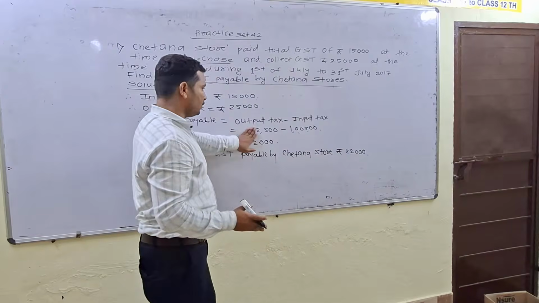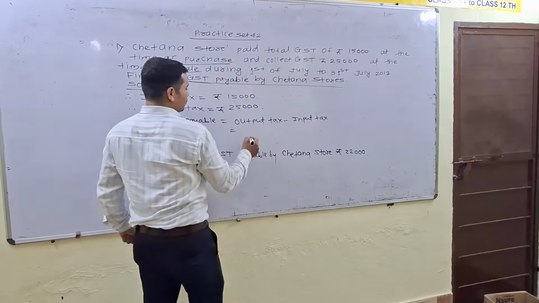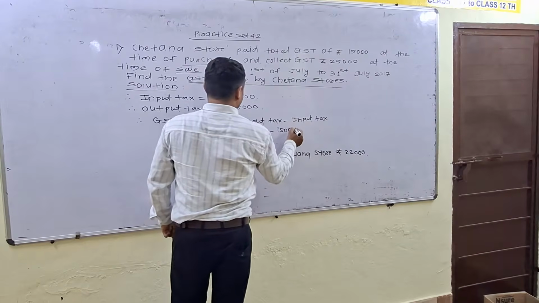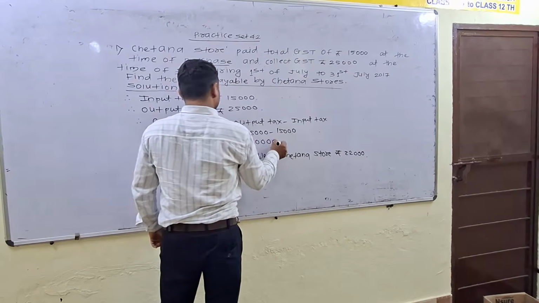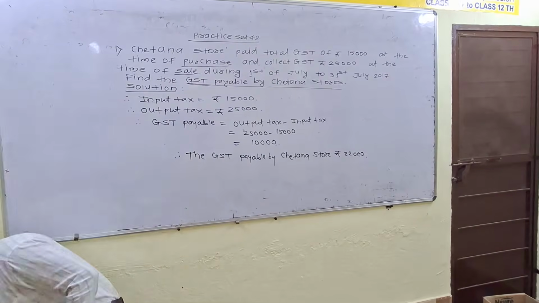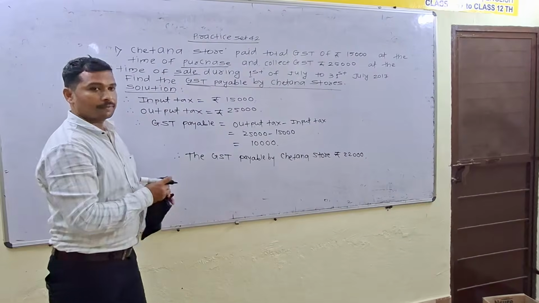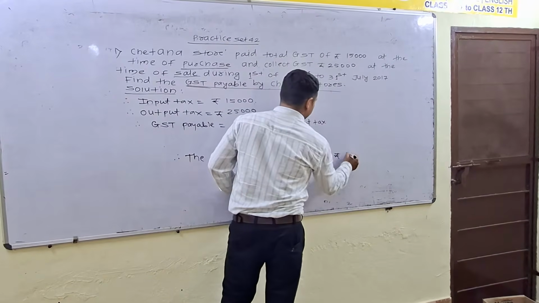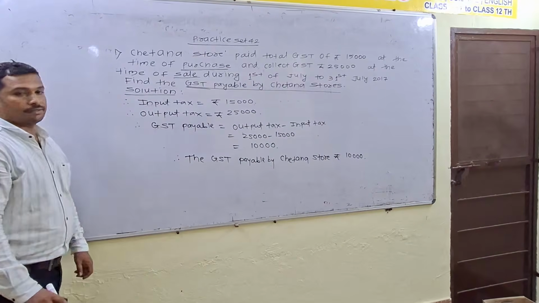We try to solve the question again, only changing the values. The output tax is 25,000 minus input tax 15,000. So we get 25 minus 15, which is 10,000. GST payable is 10,000. That is the answer. So we change the values and put 10,000 here. That's what it is.